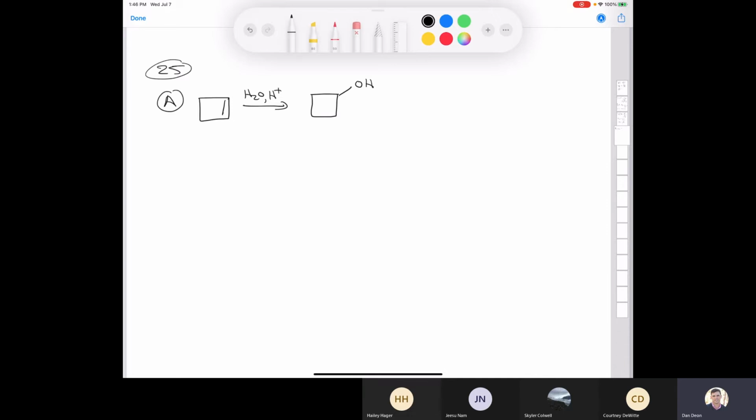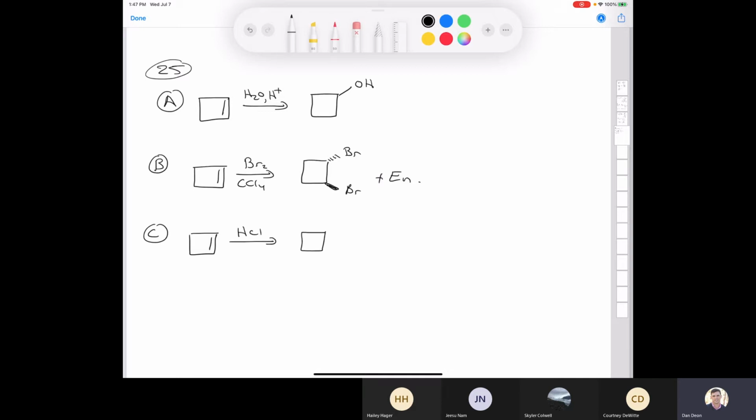It's achiral. Then if we look at B, we do the bromination. We're treating cyclohexene with bromine in carbon tetrachloride, which is just the solvent. In that case, we discussed this a few seconds ago, you would end up with a racemic mixture, right? You end up with this plus the enantiomer. In C, you're doing another Markovnikov addition. It's a hydrohalogenation with HCl. So you would end up with this compound, which is achiral.